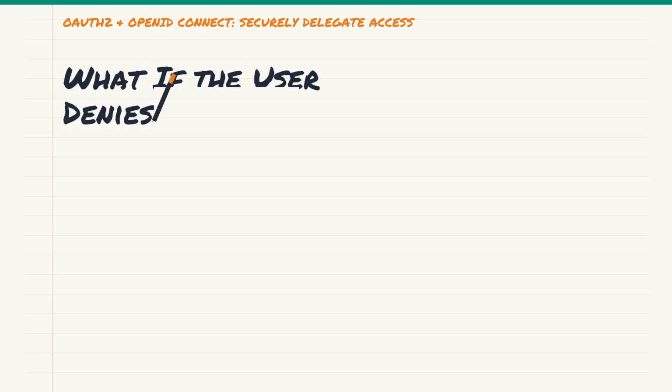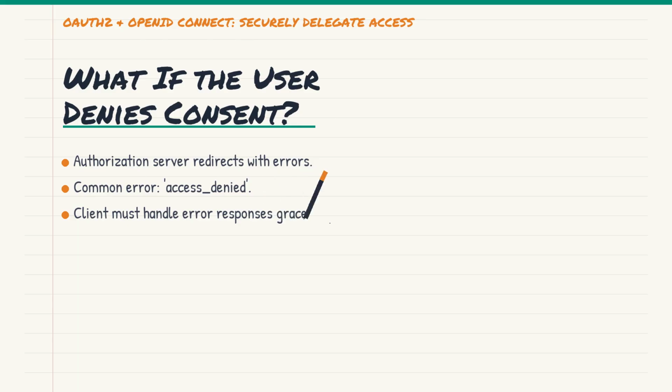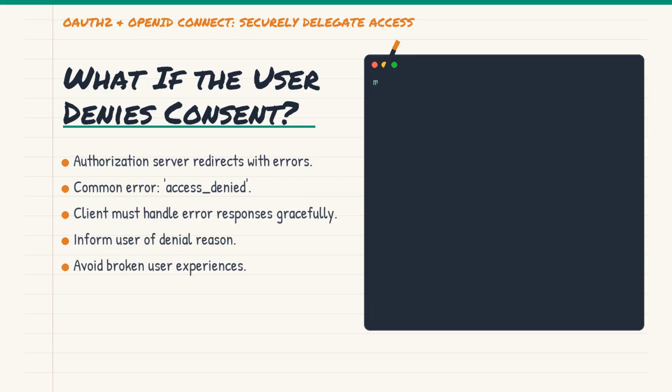Not every user interaction goes smoothly. What happens if, during the consent step, the user clicks deny? The authorization server will redirect back to the client application, but it will include specific error parameters in the redirect URI. Typically, this will involve an error parameter, often set to access_denied and potentially an error_description to give more context.